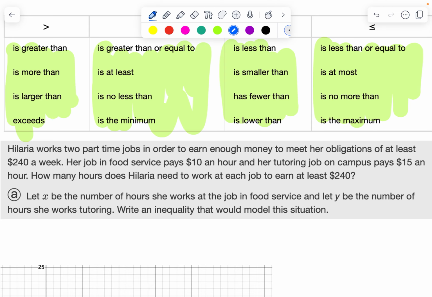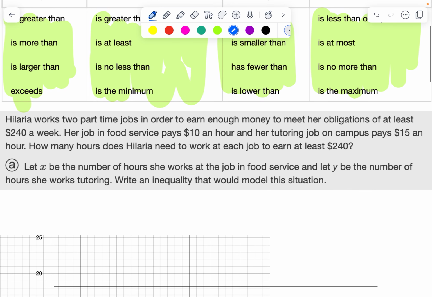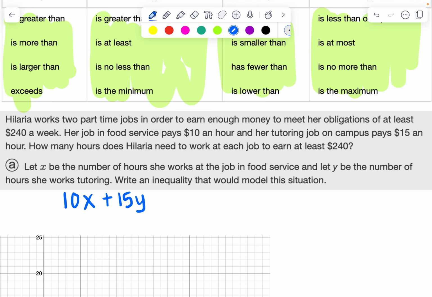So they're saying let X be the number of hours she works at the job in food service, and she makes $10 per hour for food service, so that would be 10x. Let Y be the number of hours she works tutoring. She makes $15 an hour tutoring, so plus 15y.